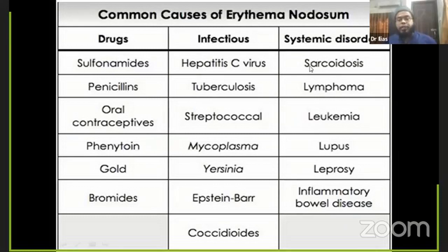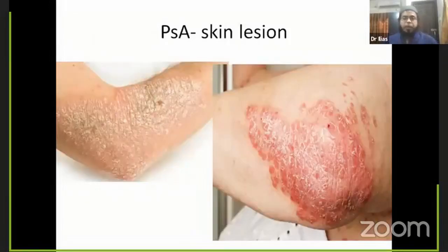And in case of some systemic diseases like the lymphoma, leukemia, or lupus disease, or the sarcoidosis, the patient might be having the erythema nodosum. Okay, you see the patient is having the psoriatic plaque over the joint due to the psoriatic arthritis. I am showing some of the pictures of this.